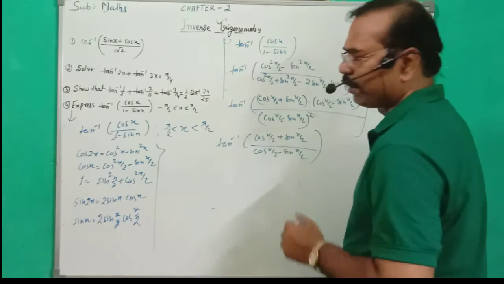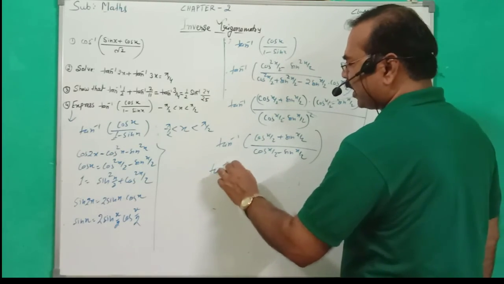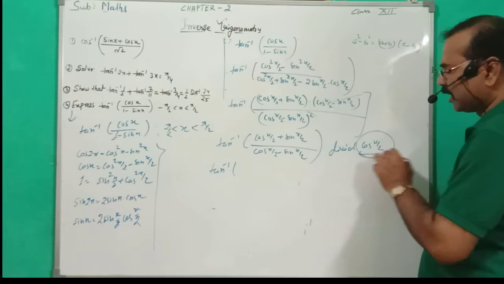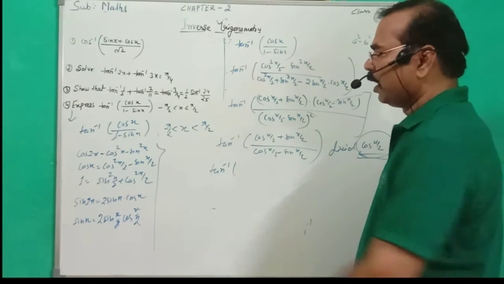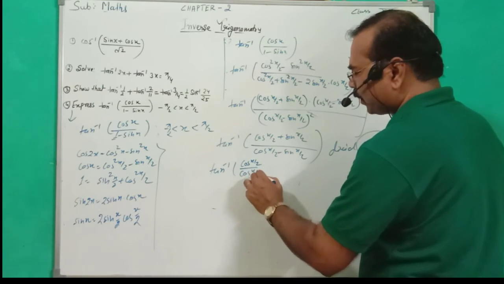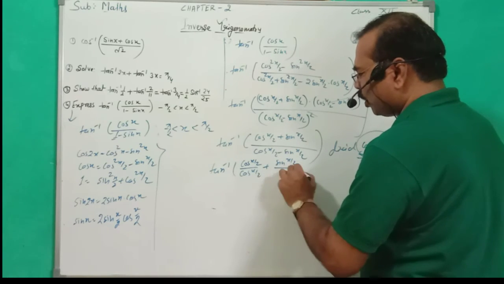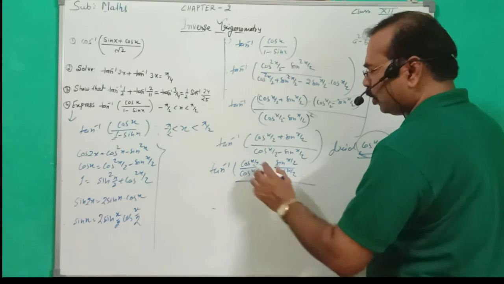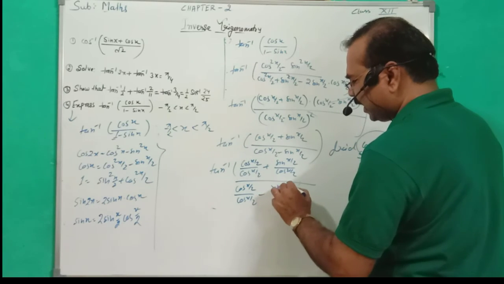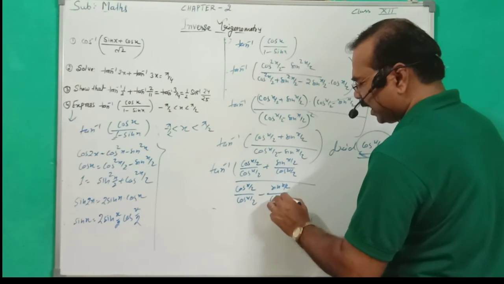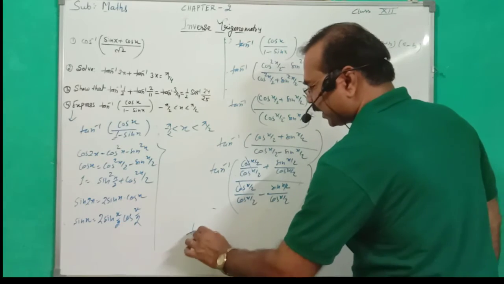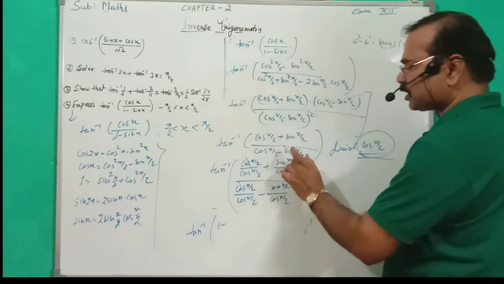Now we have to divide the whole expression by cos x by 2. Why do we divide by cos x by 2? Because then we can find the value in terms of tan. So we write cos x by 2 upon cos x by 2 plus sin x by 2 upon cos x by 2, and in the denominator cos x by 2 upon cos x by 2 minus sin x by 2 upon cos x by 2. Okay students, now cos and cos cancel. We get tan inverse of 1 plus sin x by 2 over cos x by 2, upon 1 minus sin x by 2 over cos x by 2.